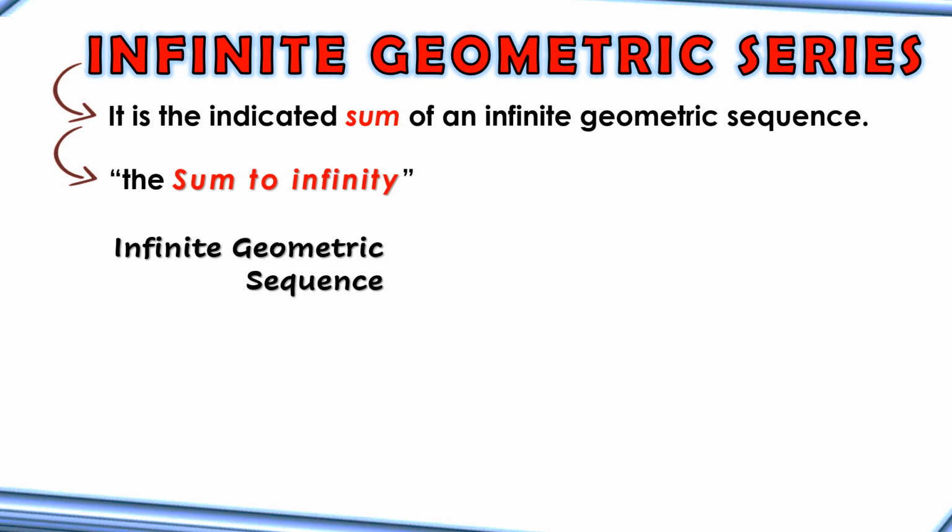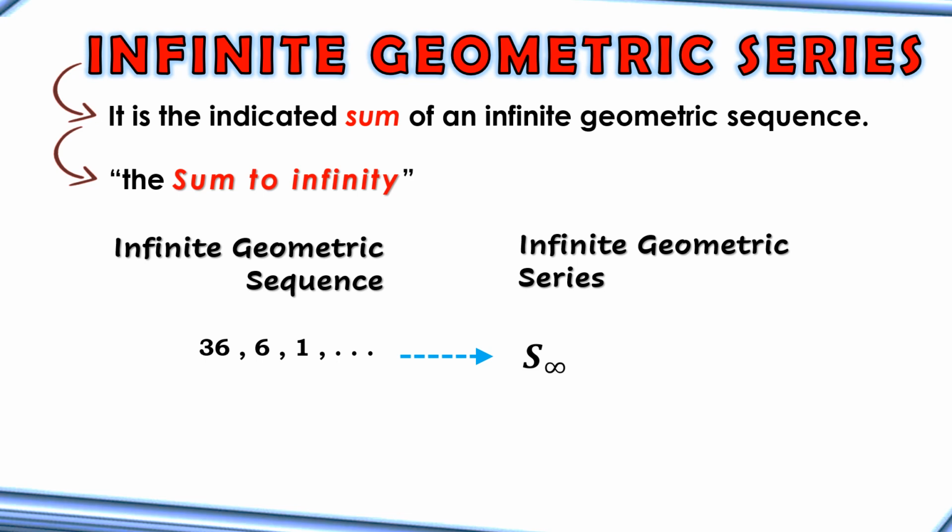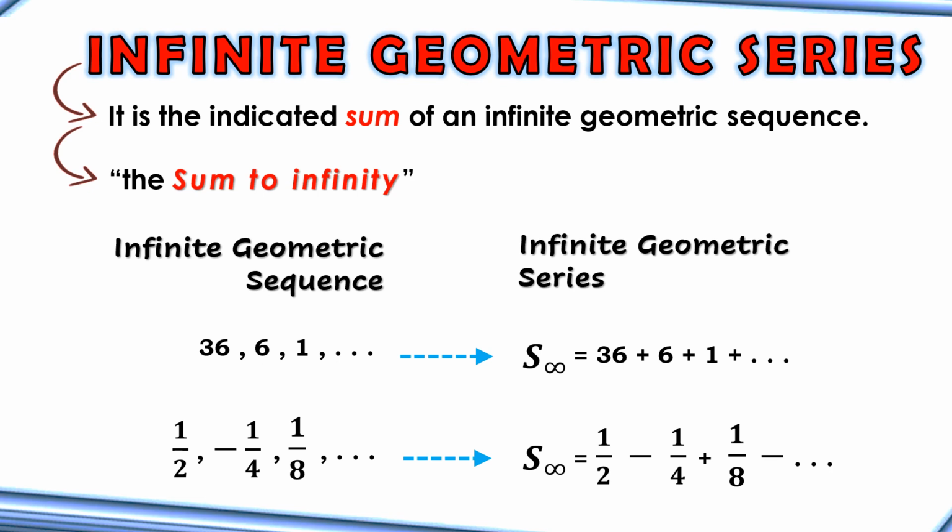For example, we have this infinite geometric sequence 36, 6, 1, and so on and so forth. We can write the geometric series of this infinite geometric sequence as the sum to infinity is equal to 36 plus 6 plus 1 plus dot dot dot. The second example, if we have 1/2, -1/4, 1/8, and so on and so forth, we can write the infinite geometric series as the sum to infinity is equal to 1/2 minus 1/4 plus 1/8 minus dot dot dot.